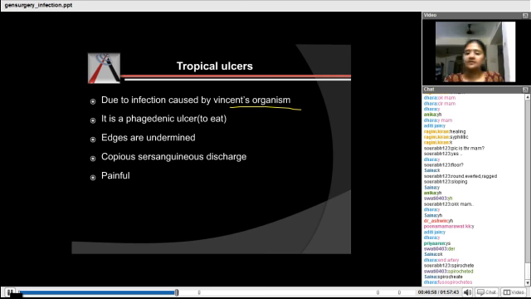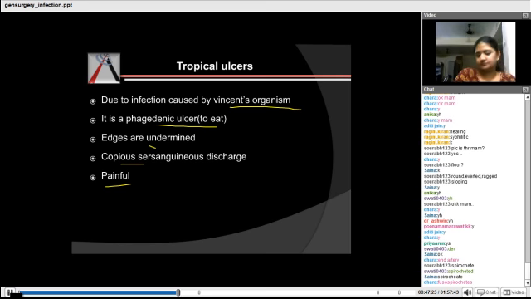Very good. Fusus pyroketosis. Very good. Okay, so it's a phagedenic ulcer. Means it kind of eats up. The edges will be undermined and you will have some copious serosanguineous discharge. Serosanguineous means almost a watery, dilute kind of discharge, which is copious. So large volume, and it's a very painful ulcer.